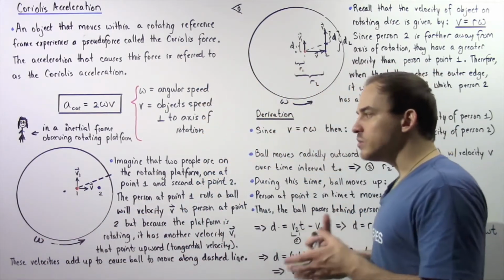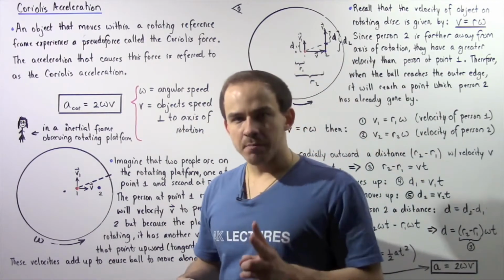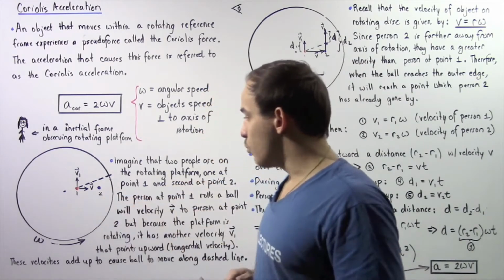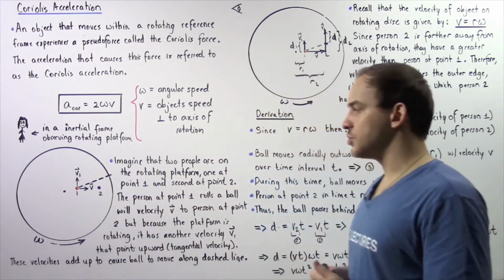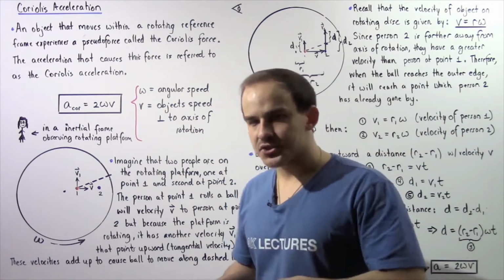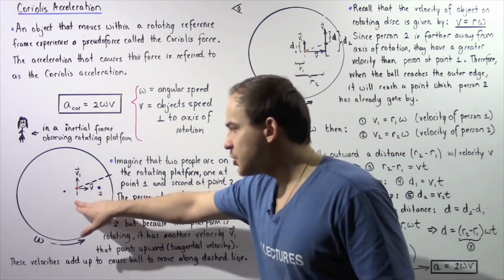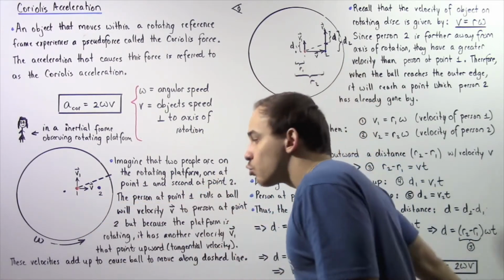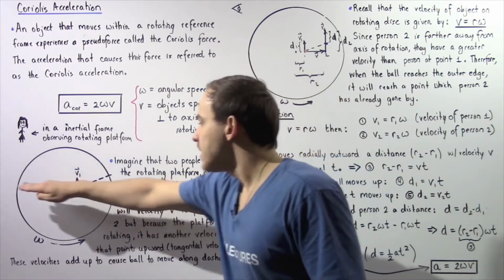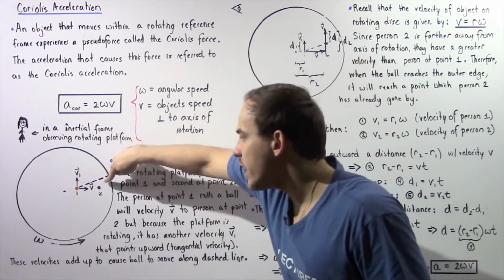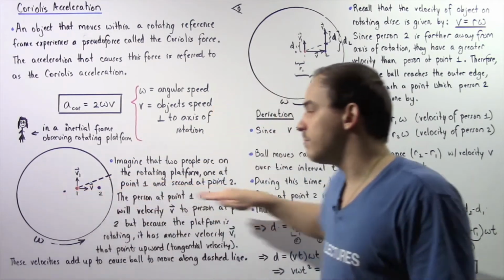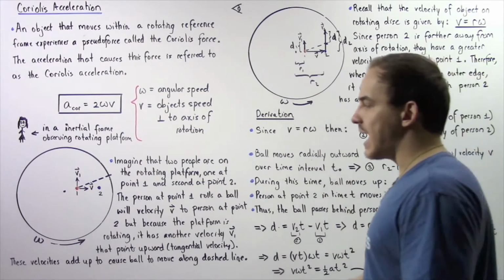Now, on that rotating frame, we have 2 people at rest. Person 1 is found at position 1 and person 2 is found at position 2. Now, at some initial time of t equals 0 seconds, person 1 at position 1 takes a ball and rolls the ball and releases it with a velocity given by v that points in the same direction where person 2 is standing at position 2, and the velocity points in a positive direction along the x-axis.